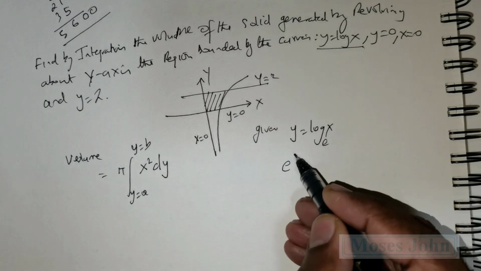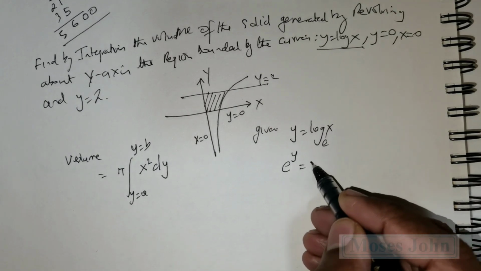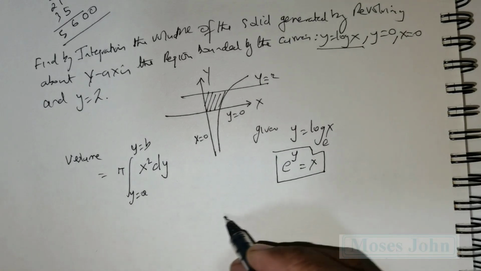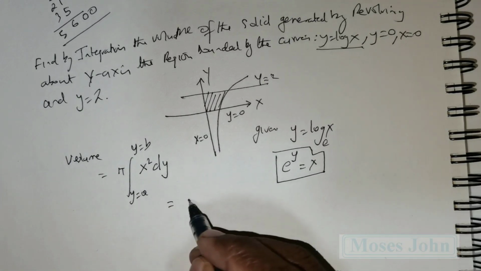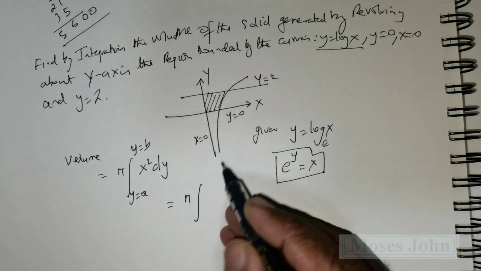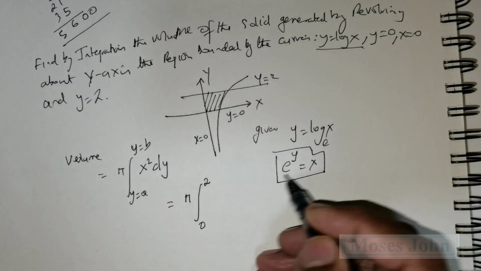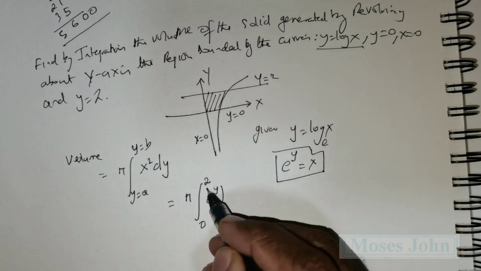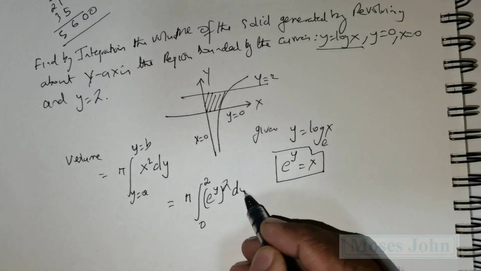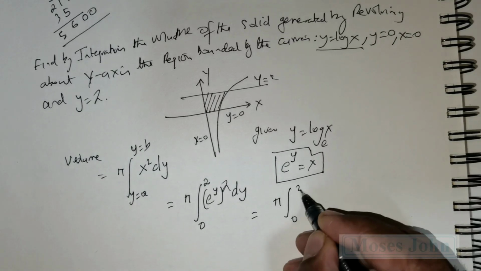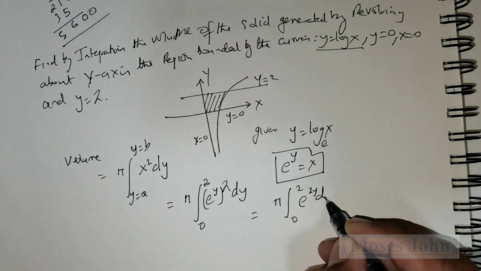Now this can be rewritten as e to the power y equals x, by the logarithmic formula. So you have to make this substitution. Rewriting, we get pi times the integral with limits 0 to 2. In place of x squared, I substitute e raised to the power y and square it, times dy. Now this is equal to pi times the integral from 0 to 2 of e raised to the power 2y times dy.